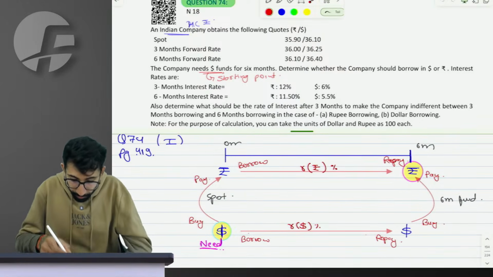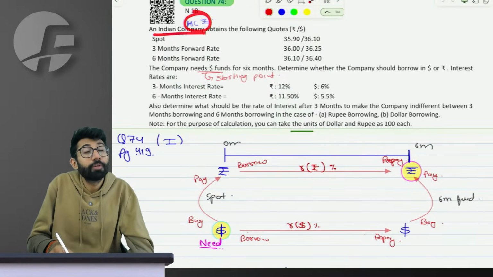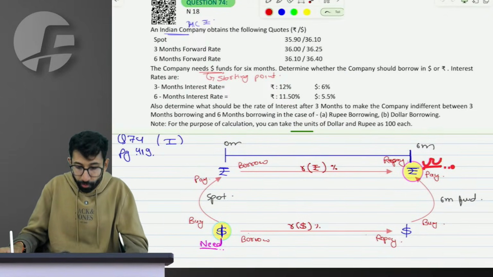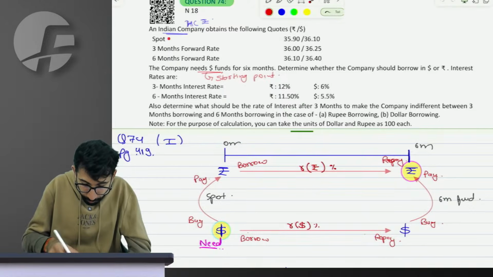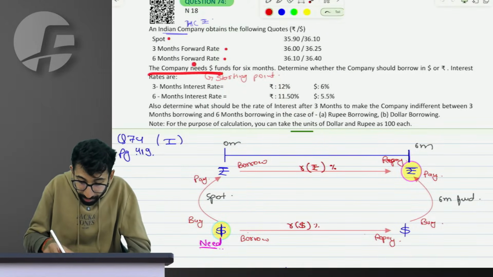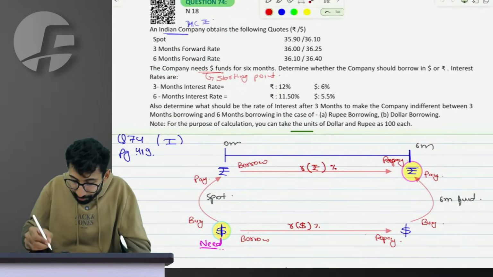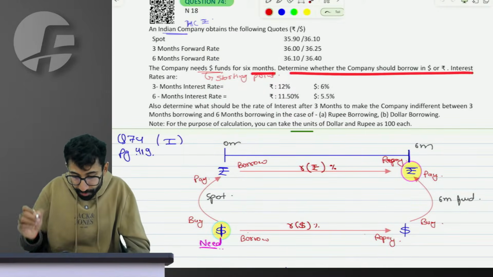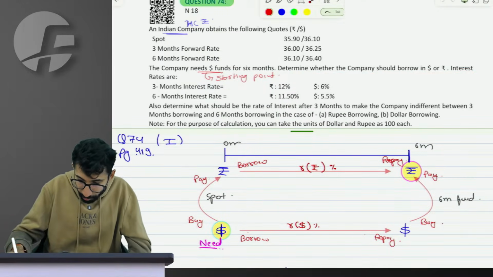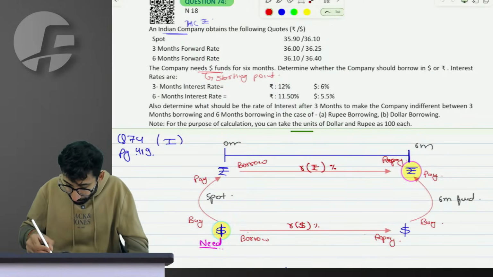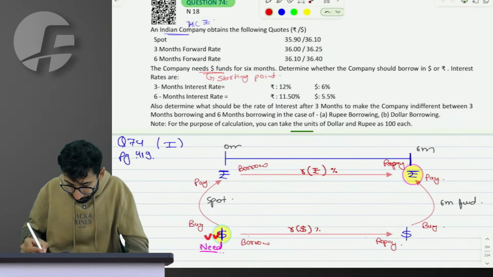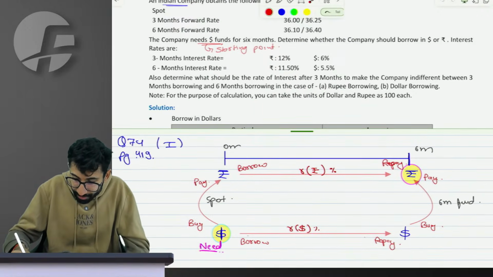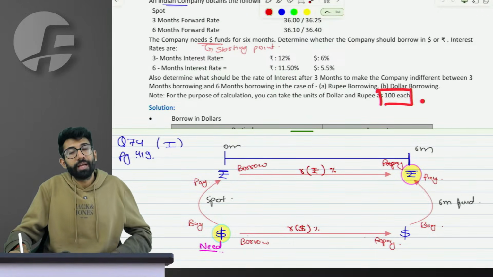Right. Sir, an Indian company, which means my home currency is rupee, which means my final outflow or inflow ultimately should be in rupee, obtains the following quotes: spot, 3 month, 6 month forward rate. The company needs dollar funds. Sir, I am an Indian company, and what I need is dollar for 6 months. Two choices available: borrow in dollar or rupee. If I need a dollar, then option 1, I can borrow in dollar. Sir, how many dollars? They say whatever you do, take 100 as the amount.